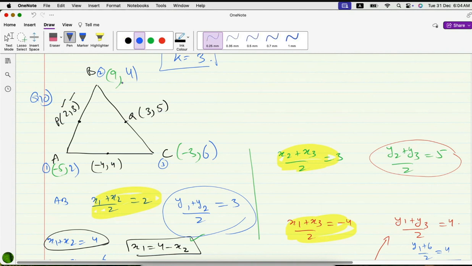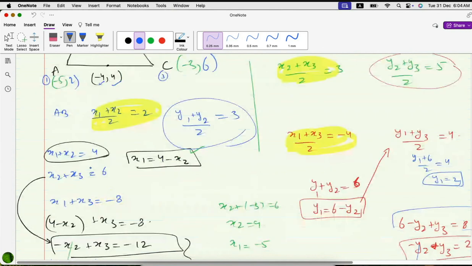Now on the right hand side, BC: 9 minus 3 is 6. 6 by 2 is 3. 4 plus 6 is 10. 10 by 2 is 5. AC: minus 5 minus 3 is minus 8. Minus 8 by 2 is minus 4. 2 plus 6 is 8. 8 by 2 is 4. Getting the correct coordinates of A, B, and C.